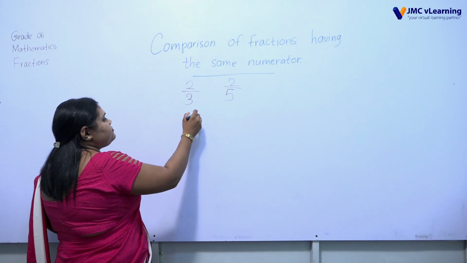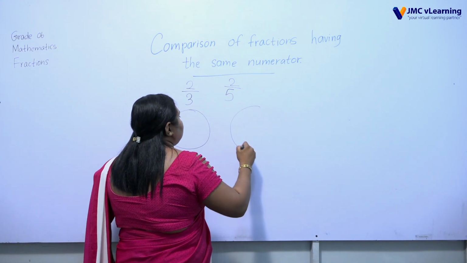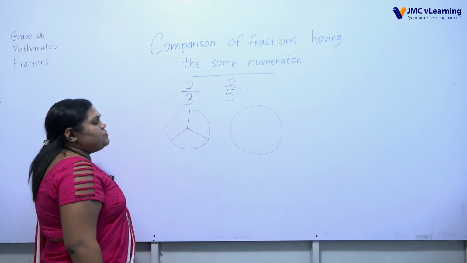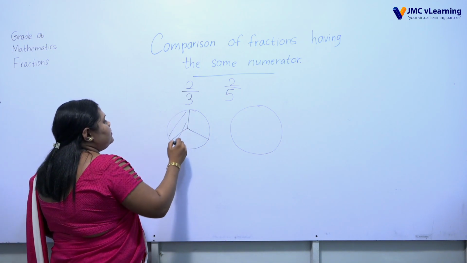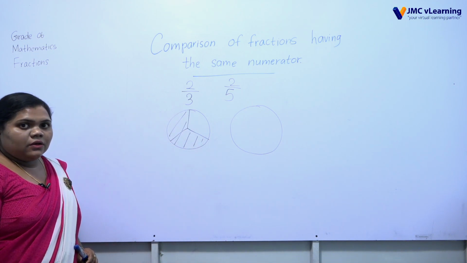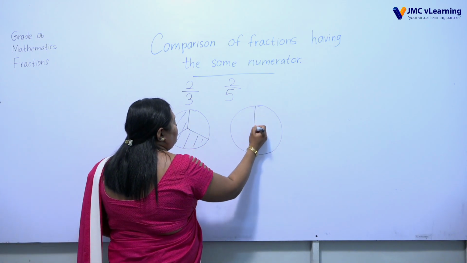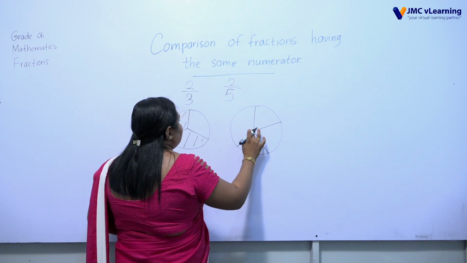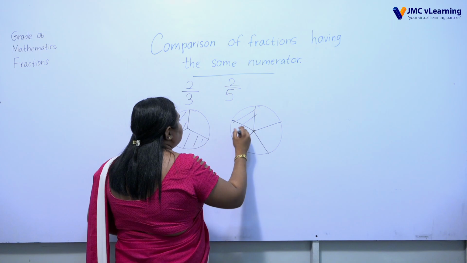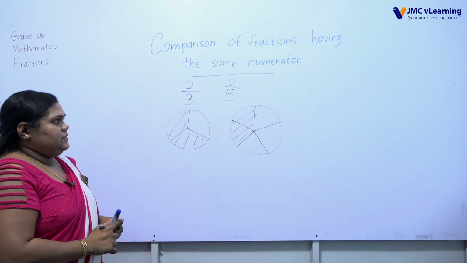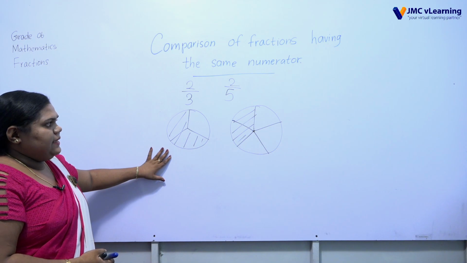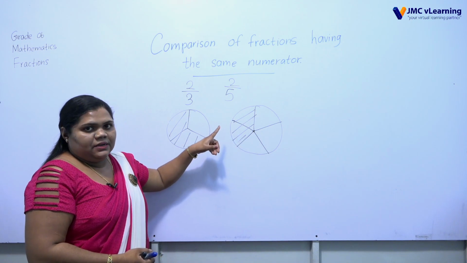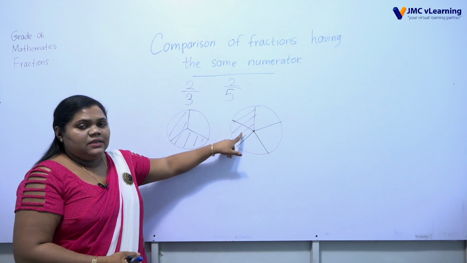Now look at this. If we want to get the two whole things in here, we have to divide that whole thing into 3 parts and color 2 parts from it. After that, in here we have to divide this into 5 equal parts and color 2 parts of it. Okay, children, now you can see these 2 parts are bigger than these 2 parts.